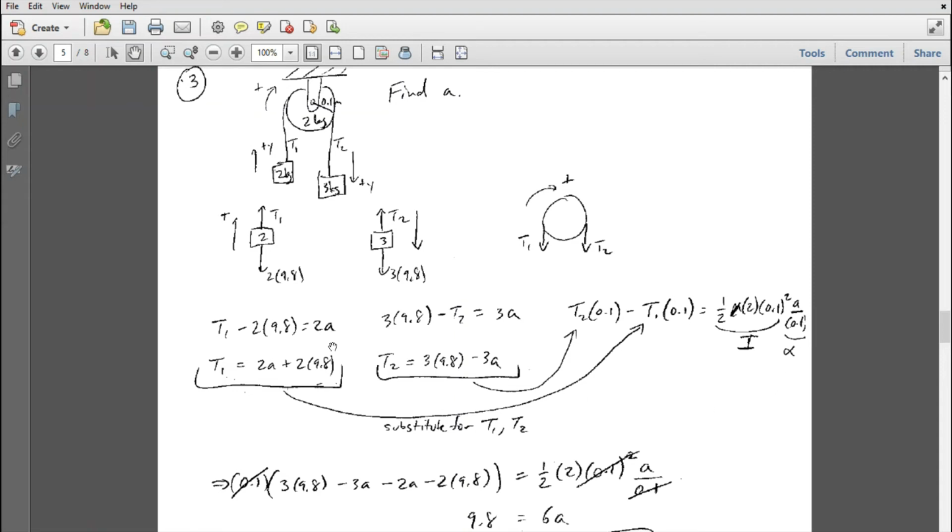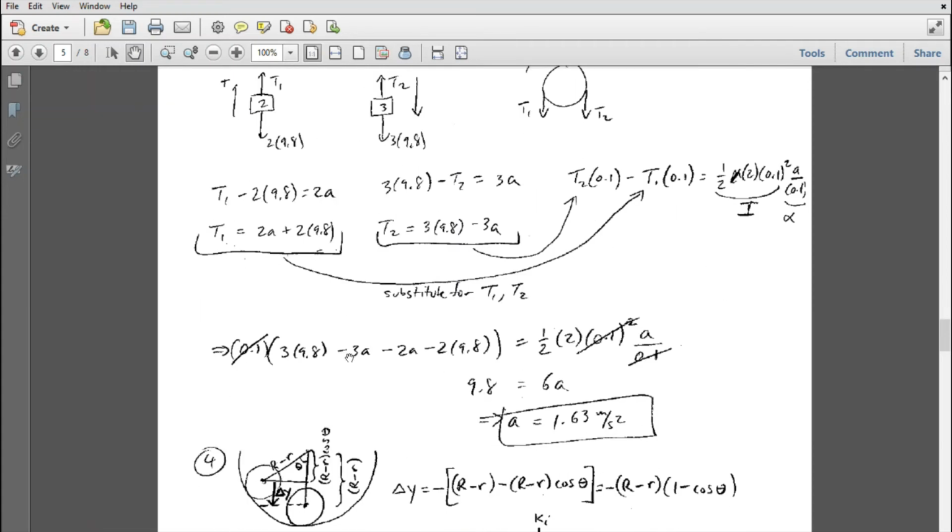When you substitute those two T1 and T2 expressions into the third equation, you get this big mess, and then I can put all the A stuff on one side, all the non-A stuff on the other side. Amazingly, it reduces down to 9.8 equals 6A, so I can solve for A as 1.63 meters per second squared. That's how fast the two blocks are accelerating linearly.